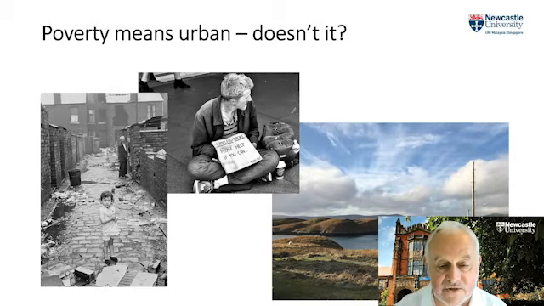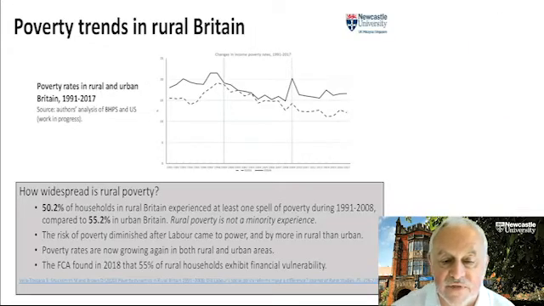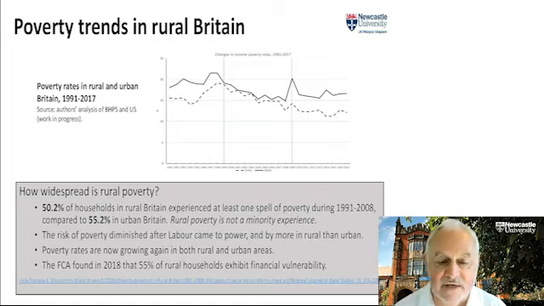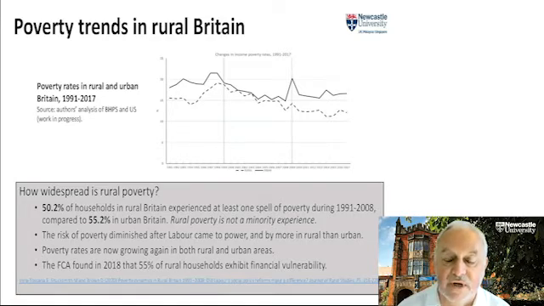Well, I'm going to try and show you today something about the reality of rural life. We'll begin with this diagram, which shows the trends in poverty rates in rural and urban parts of Britain from 1991 up until the latest figures, 2017. You can see the solid black line shows urban poverty, the dotted one shows rural poverty. The most surprising thing for most people is that there's very little difference between them. Urban poverty is slightly higher usually.